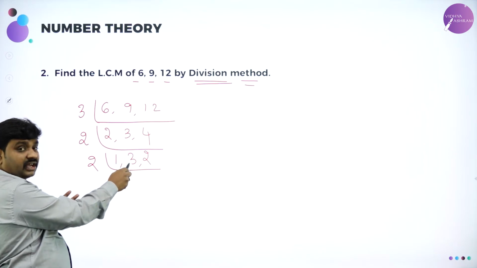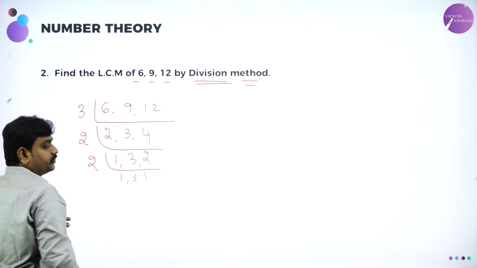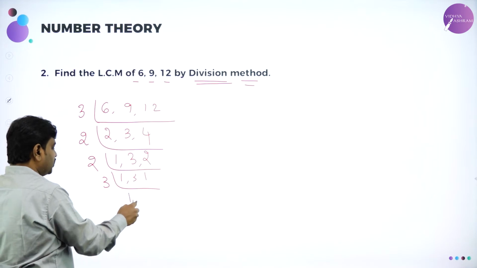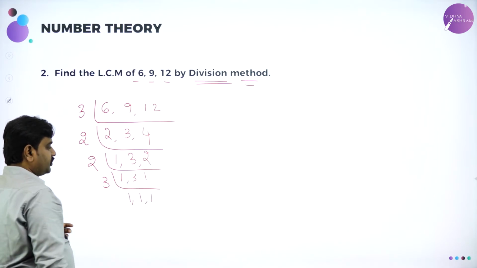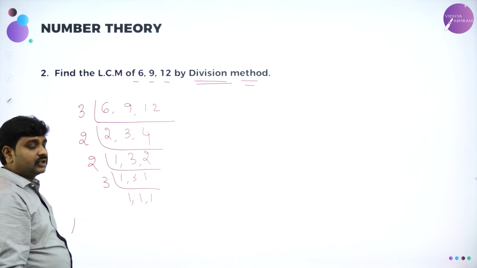Now 1, 3, 2. 3 is not divisible by 2. If it is not divisible, carry 3 as it is. And 2 1s are 2. Now out of 1, 3, 1, 3 is divisible by 3. Divided by 3, 3 1s are 1. If a number is not divisible, carry it.